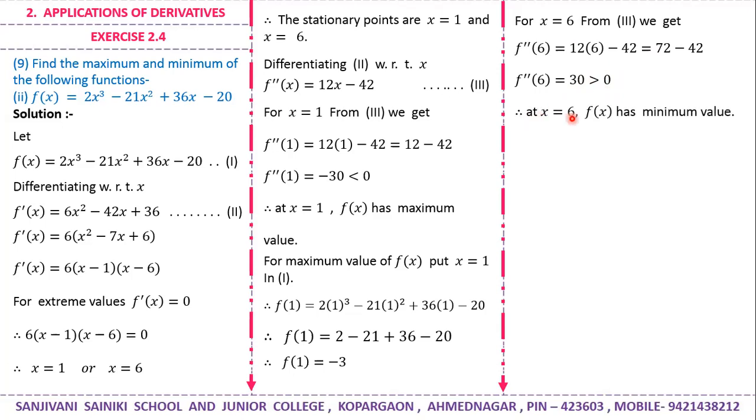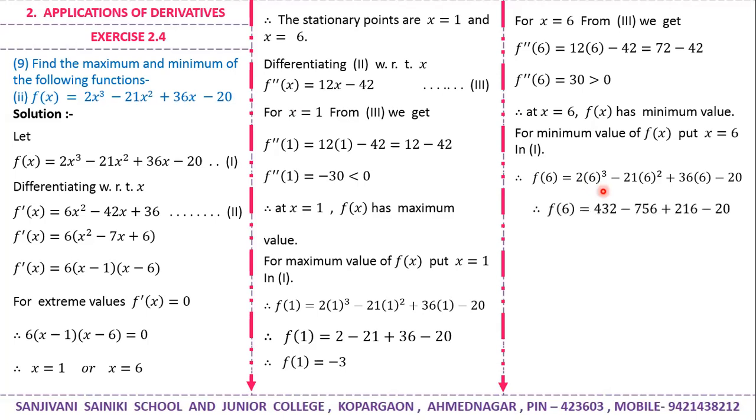So at x is equal to 6, the function has a minimum value, and the minimum value is obtained by putting x is equal to 6 in the given function. After putting x is equal to 6 in that equation, you obtain the value minus 128. So this is the minimum value of this function.